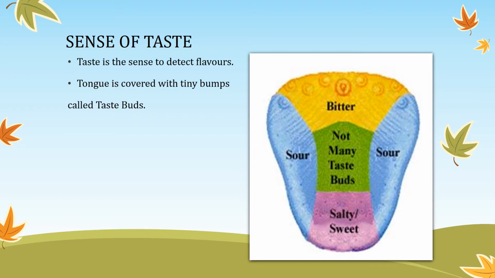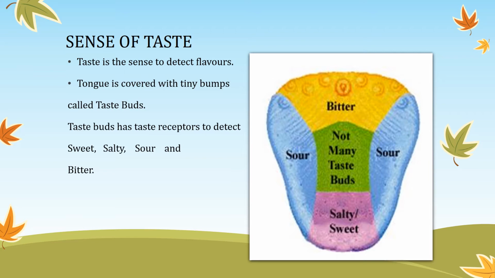These small bumps are the taste buds, and these taste buds have taste receptors. What these taste receptors do is detect the sweet, salty, sour or bitter taste of different flavors. The tongue is divided into different parts which are specialized for detecting different tastes. You can see the yellow color here, which is particular to the bitter taste. In the same way, this blue color shows where the sour taste is detected, and this purple color detects the salty or sweet things.